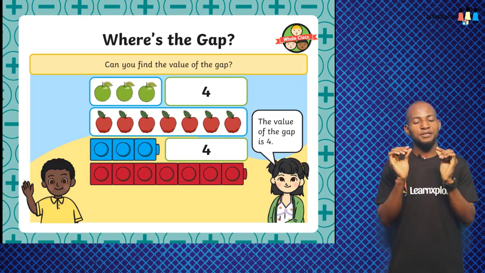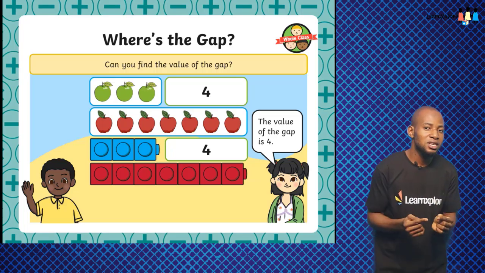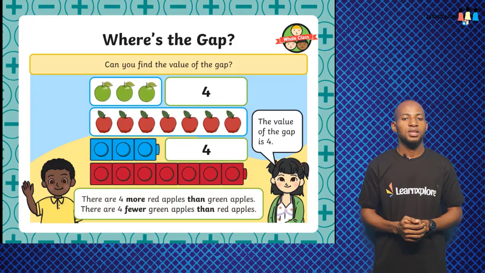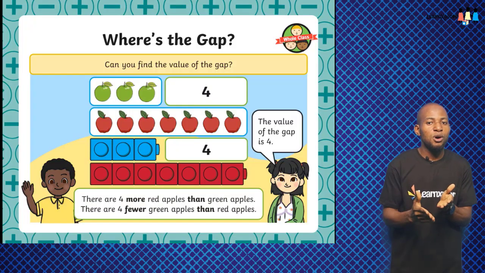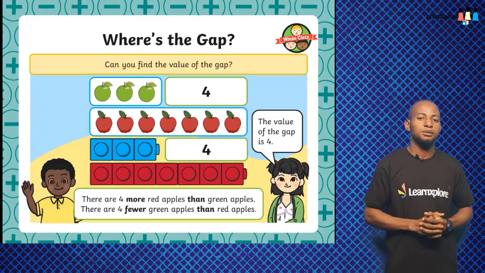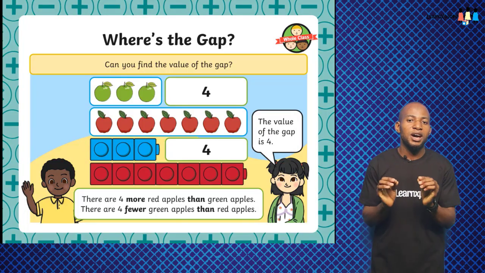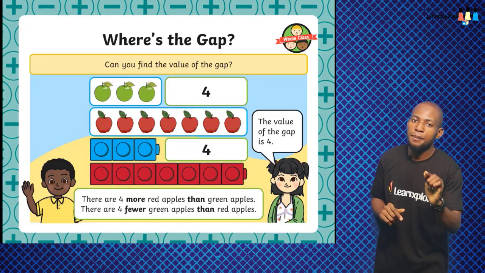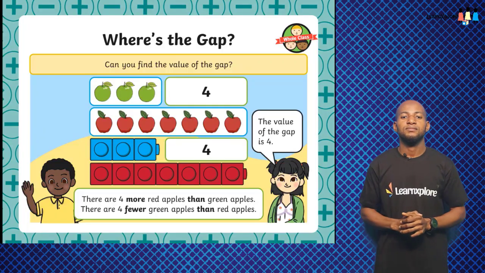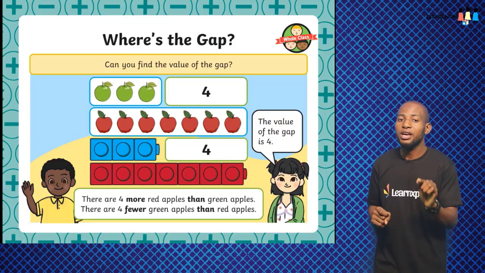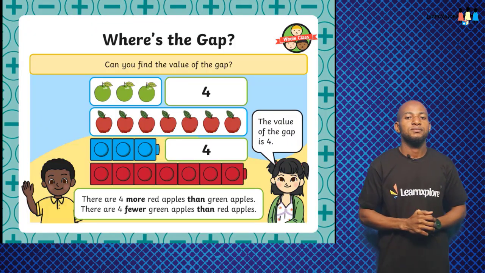Repeat after me. The value of the gap is 4. There are 4 more red apples than green apples. Say it after me. There are 4 more red apples than green apples. There are 4 fewer green apples than red apples.